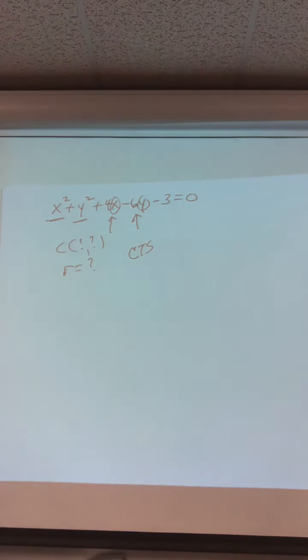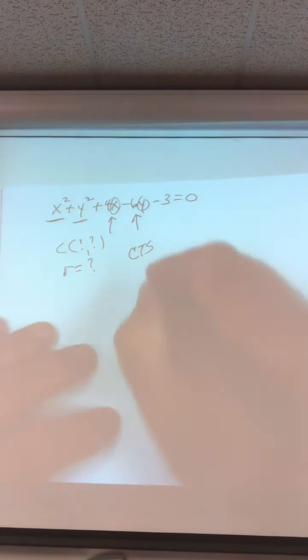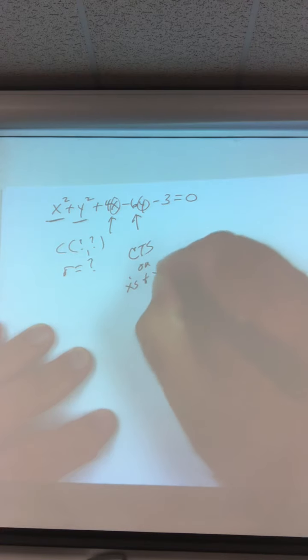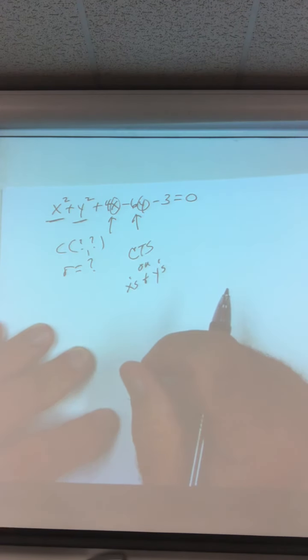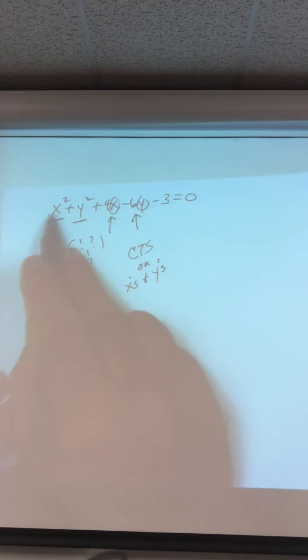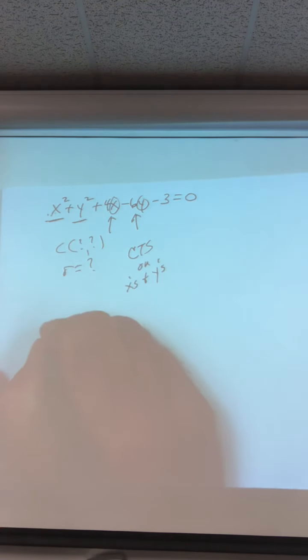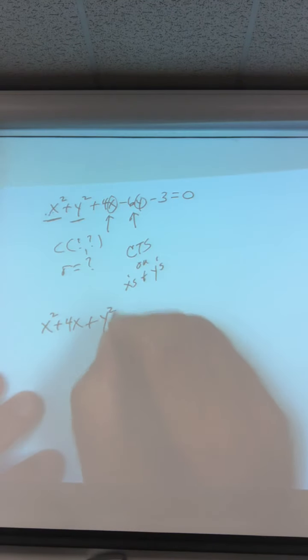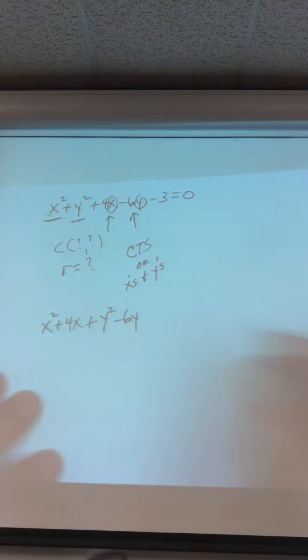All right, so here's what I'm going to do. I'm going to complete the square on the x's and the y's. All right, so let's do this. Let's put the x's beside each other. So let's rearrange the order and write it x squared plus 4x. And then let's put the y's beside each other. y squared minus 6y.